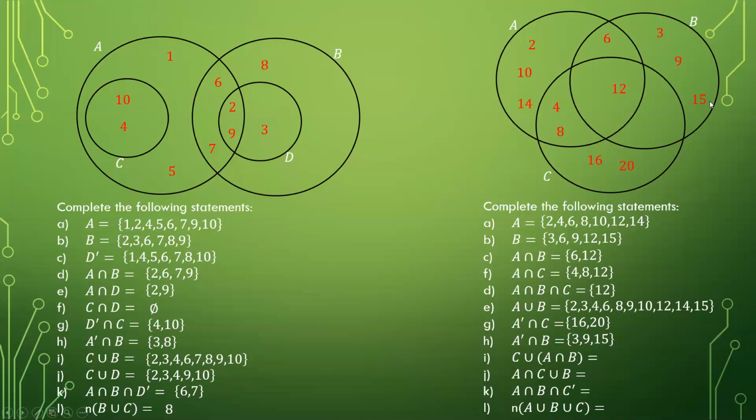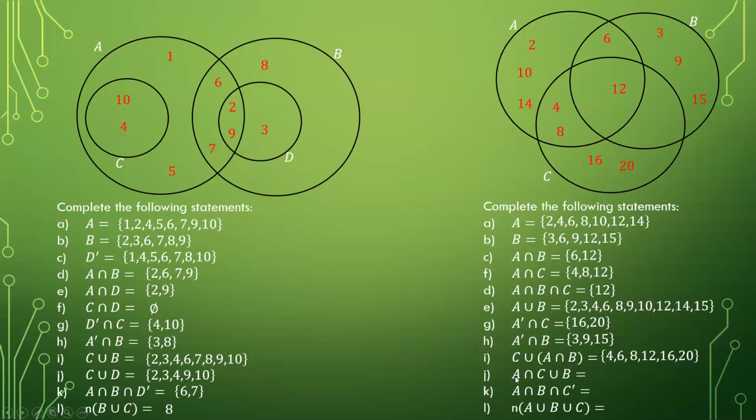Okay. If the question asks for C union A intersect B, that means we try to find A intersect B first, which is 6 and 12, and then you want to combine with all of C, so you need to combine with these 4 again. So altogether you have 6 of them. 1, 2, 3, 4, 5, 6, 6 of them, right?